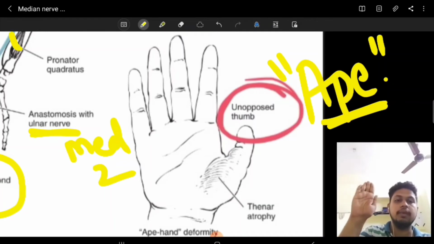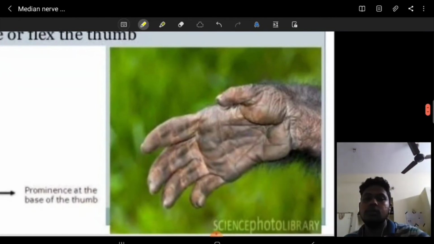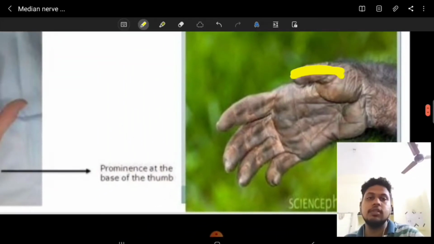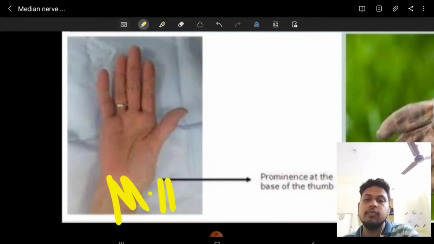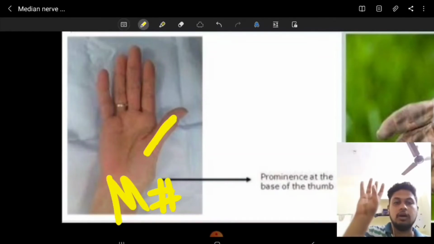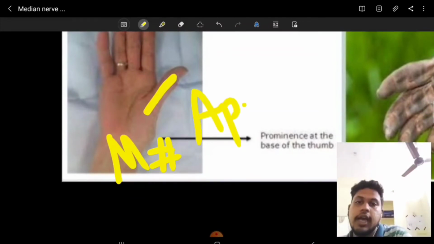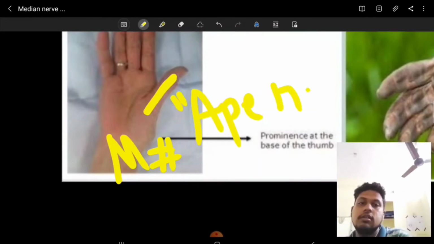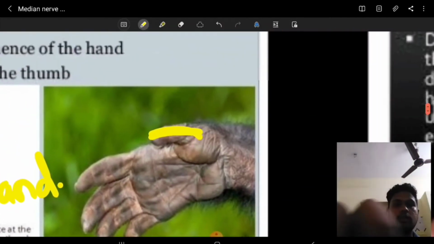So in case of injury to the median nerve, there is loss of opposition. The hand tends to remain in this position, as you can see from this diagram. So this is the ape thumb. As you can see in this patient with median nerve injury, the thumb cannot do the action of opponens pollicis, so it is referred to as the ape hand. Also, there is wasting of the thenar muscles, which is prominent in median nerve injury.